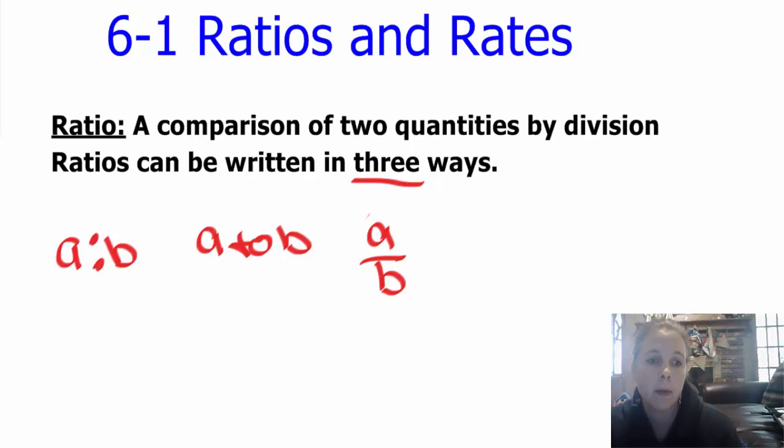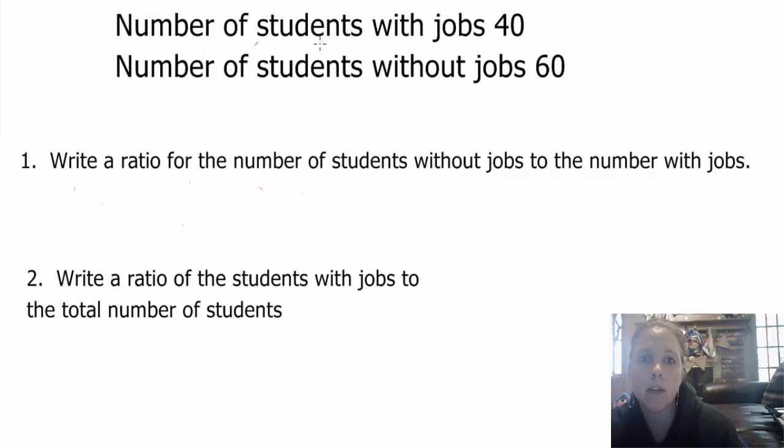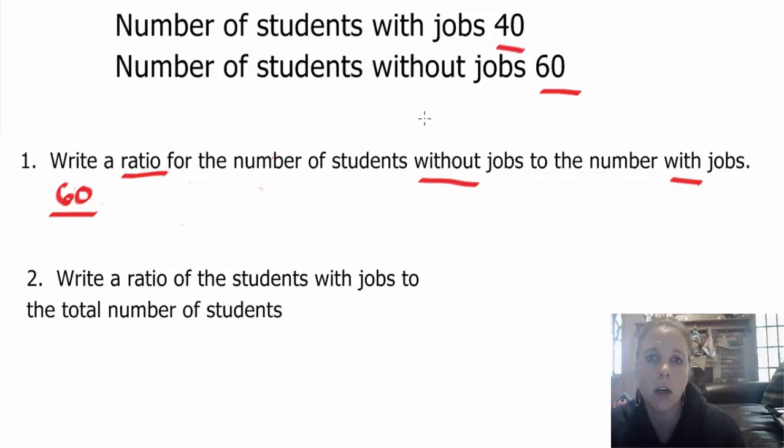Okay, so let's do an example. So we have the number of students with jobs is 40, the number of students without jobs is 60. Okay, so we're just going to compare these. Write a ratio for the number of students without jobs to the number of students with jobs. So without jobs is first, so that's 60. So 60 over, and then it said with jobs, which is 40.